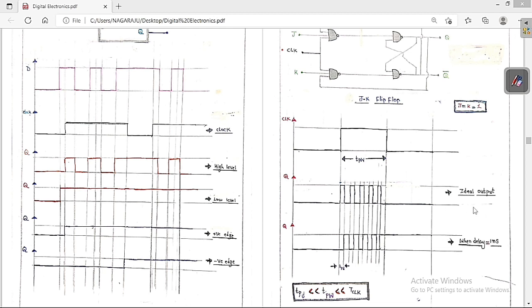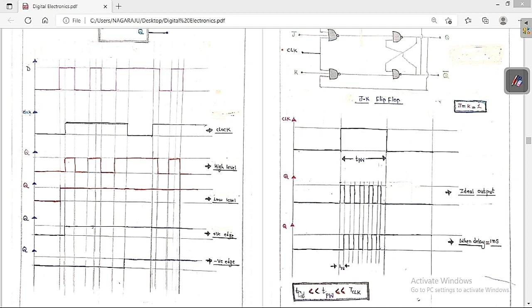Suppose when there is some delay, it just shifts the signal by a small amount of angle. Suppose when delay is equal to 1 nanosecond, it just shifts the signal forward by some amount. So this is the signal that we are going to get when some delay is there. This is the ideal output. If some delay is there, we have to shift the signal to the right side by a small amount of TPD. TPD is called the propagation delay.